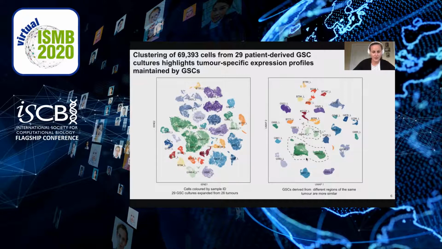And on the right here, we have the exact same plot, but instead of a t-SNE, it's a UMAP. And we can see that in some instances, when we were actually able to grow out different GSC cultures from different regions of the same patient tumor, these different cells actually co-localize on the plot, showing that these GSCs from different regions of the same tumor are different, but they're more similar to each other compared to the cells that were derived from completely different patients.